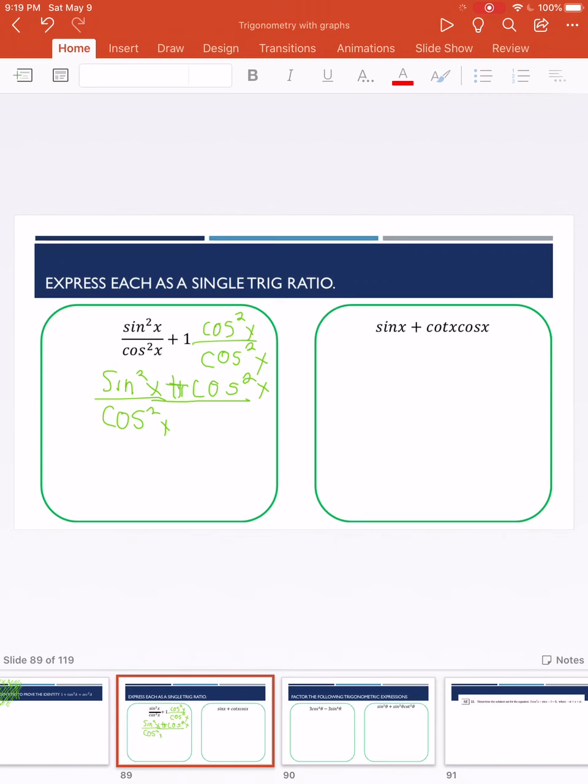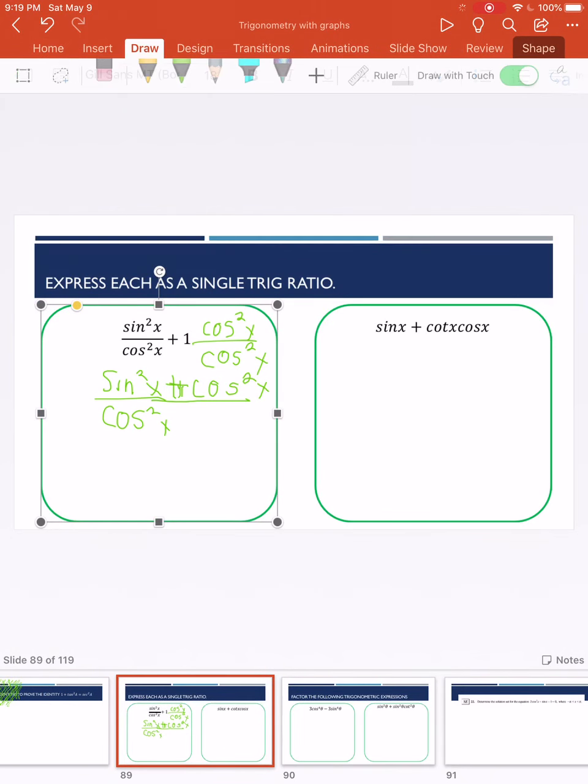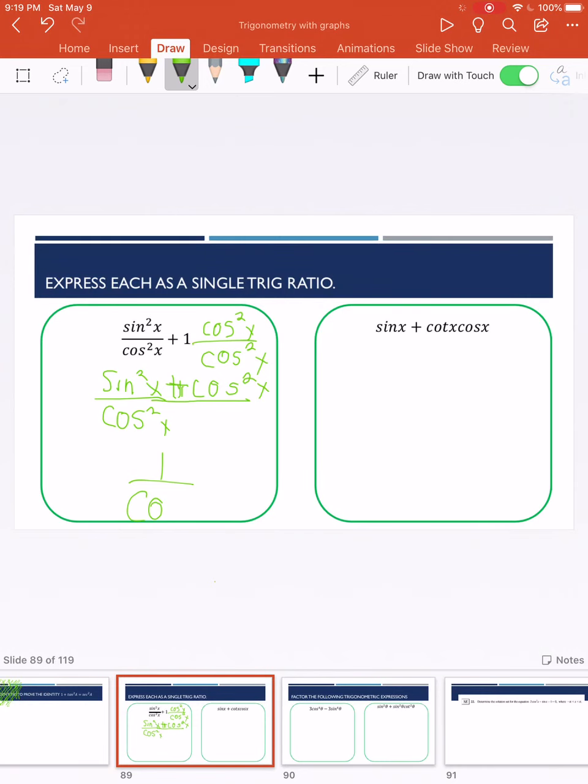All right, so we end up with 1 over cos squared x, which just equals secant squared x. So now I have a single trig ratio. Great. So let's try the next one.